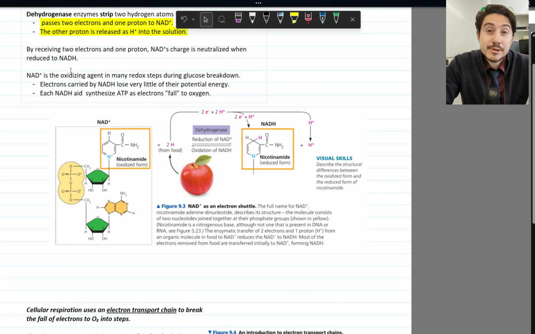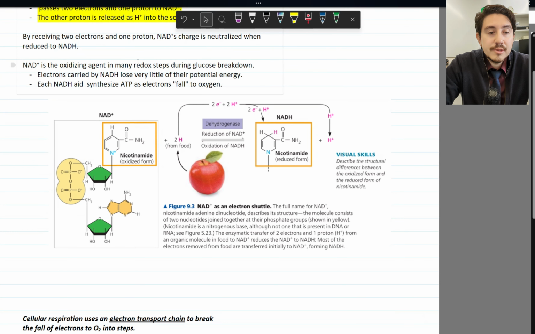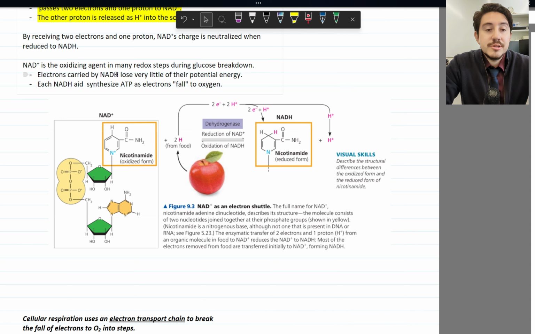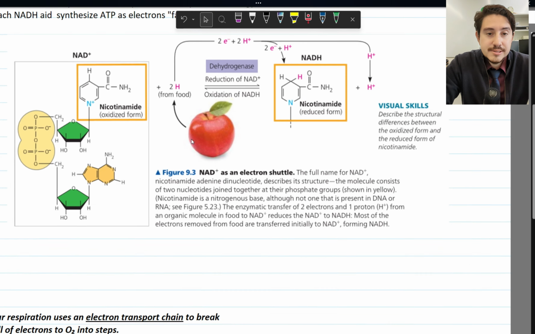Okay, so by receiving 2 electrons and 1 proton, 1 hydrogen, NAD's charge is neutralized, becoming NADH. Okay, so NAD plus is an oxidizing agent, as I mentioned before, and you're going to see this in many steps, particularly in the Krebs cycle, as we go down the glucose breakdown. Okay, electrons carried by NADH lose very little of their potential energy, so they're kind of chaperoned down to the electron transport chain, as we're going to see later on. Okay, ultimately helping ATP being synthesized.